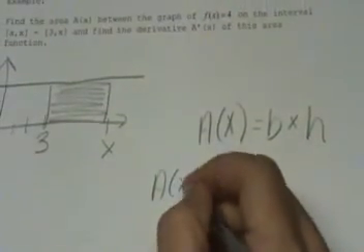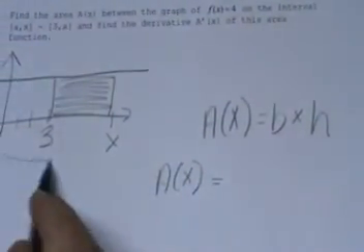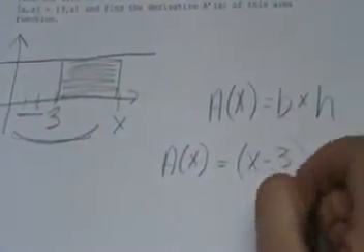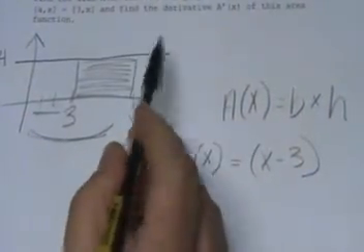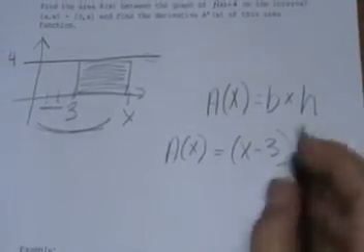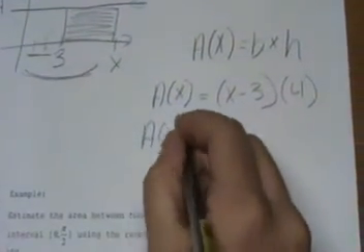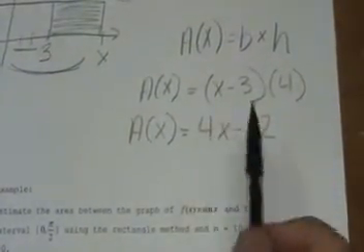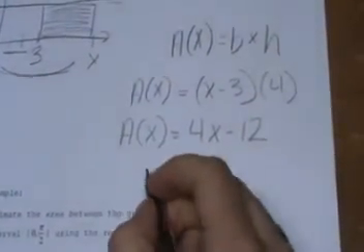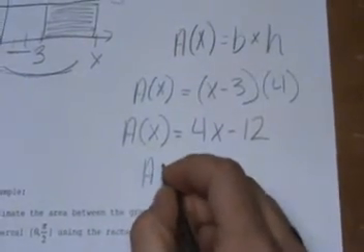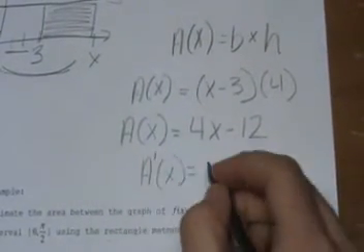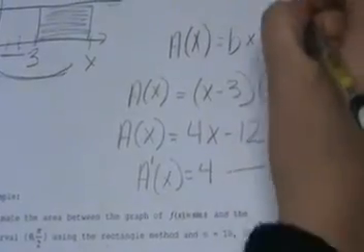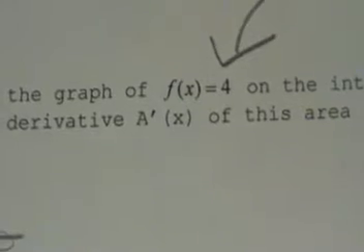In this problem, the base would be x minus the 3, and your height would simply be the function, which is 4. When you distribute, you get that a sub x equals 4x minus 12. That would be the area underneath the curve. You need to find the derivative of that, which would equal 4, which is exactly like the original function f of x equals 4, thus proving the antiderivative.